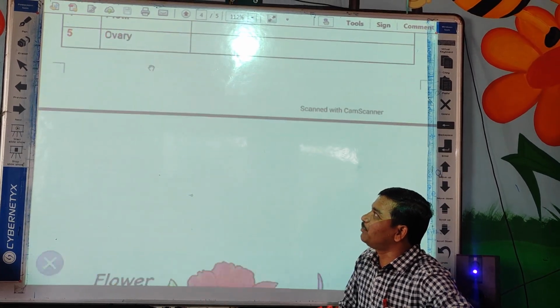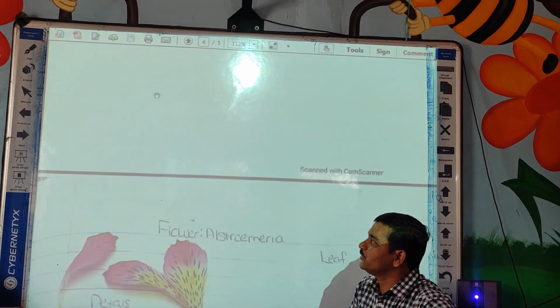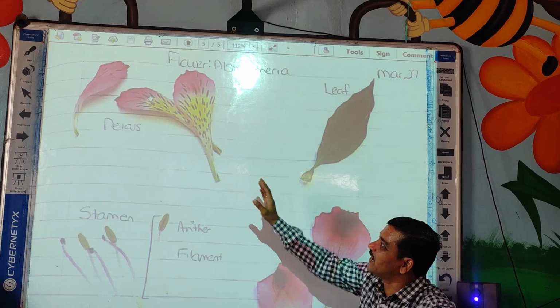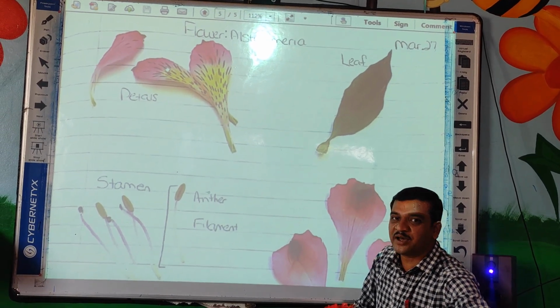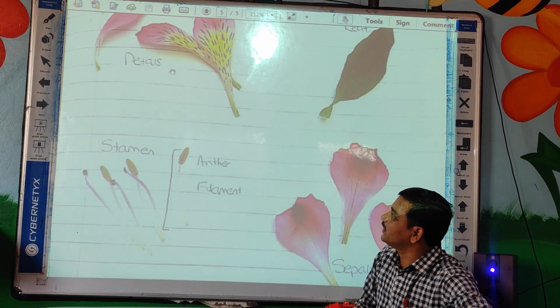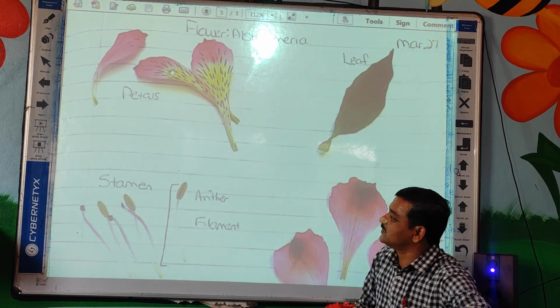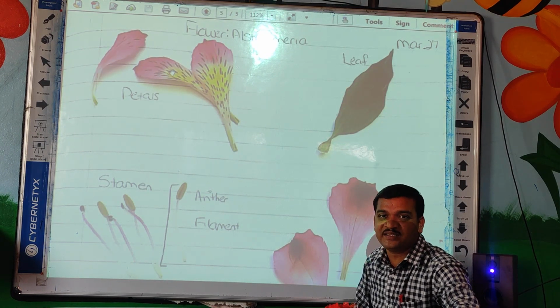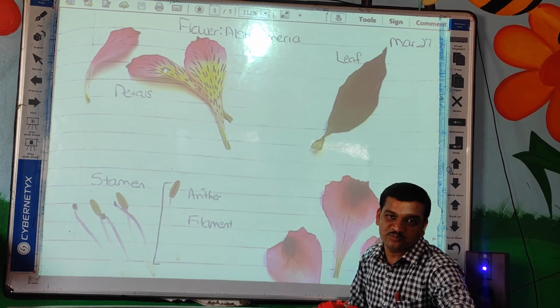And at last, all the parts of the flower you can place on one white paper and in the same way you can write their names. Click one photograph and you can send that photo to me. I hope you will enjoy this activity at home.